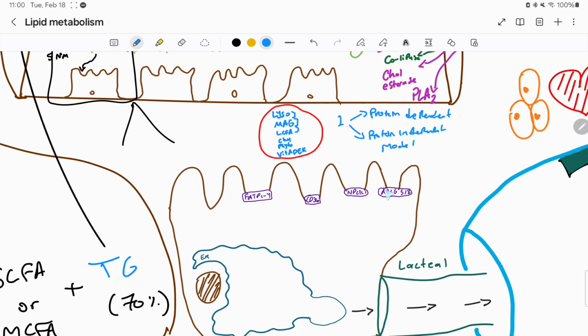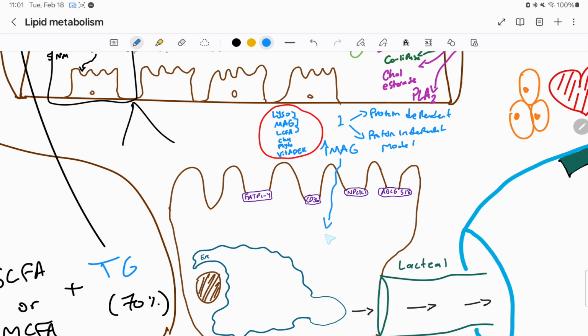In the protein independent model, it's a diffusion model, where things just passively diffuse across the membrane. That's just your regular concentration gradient. So if the concentration of, for example, monoacylglycerol is higher here than it is inside of the enterocyte, then it will just passively diffuse across the membrane.